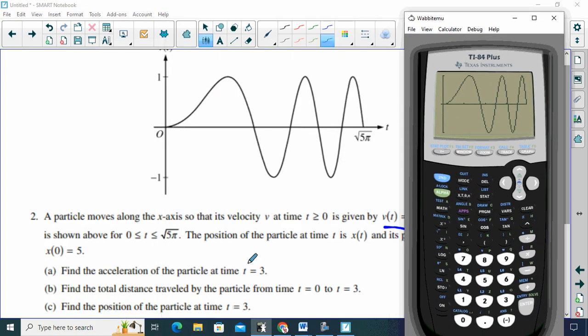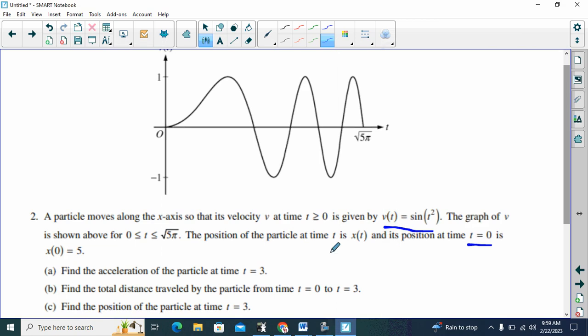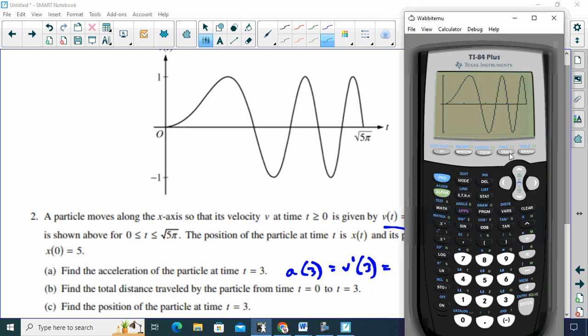Part A, find the acceleration at time 3. Acceleration at 3 would be equal to the derivative of velocity at time 3. We want the derivative, second trace, number 6, at time 3, enter. Negative 0.567. Nope, negative 5.467.